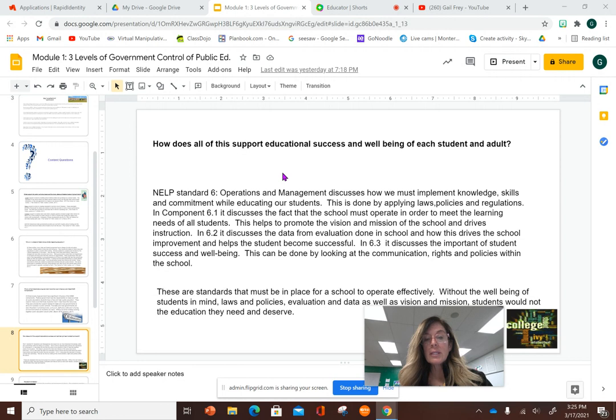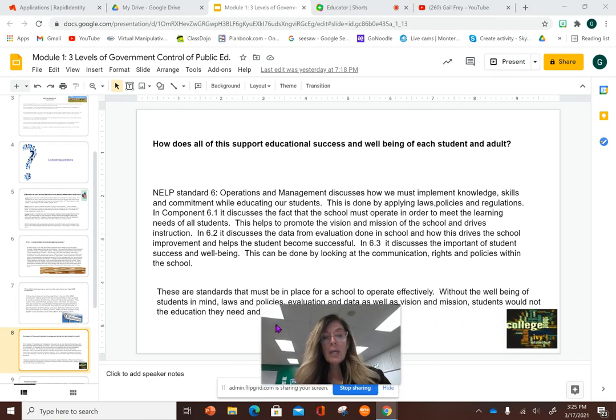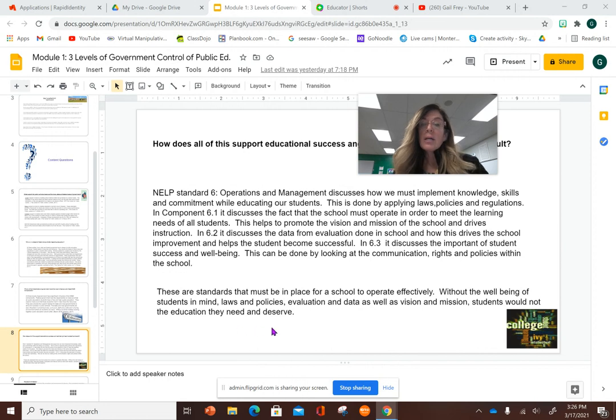In 6.2, it discusses the data for evaluation done in school and how this drives the school improvement and helps the student become more successful. In 6.3, it discusses the importance of student success and well-being. This can be done by looking at the communication, rights, and policies within the school. These are standards that must be in place for a school to operate effectively. Without the well-being of students in mind, laws and policies, evaluation and data, as well as the vision and mission, students would not receive the education they need and deserve.